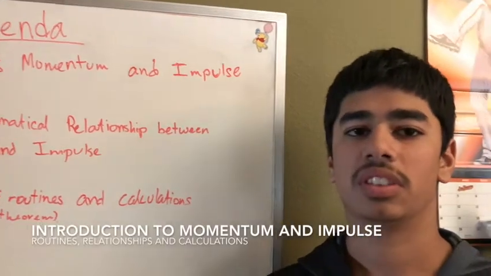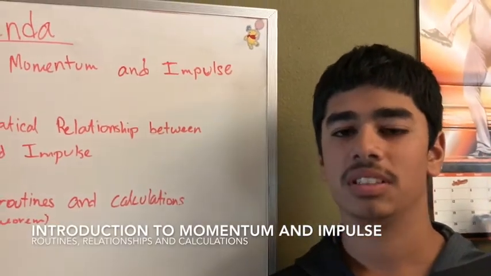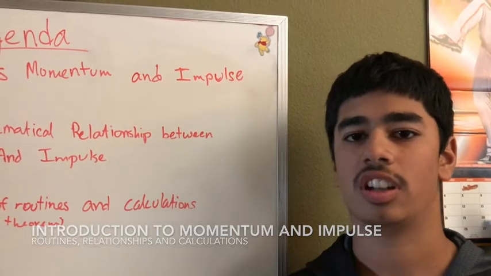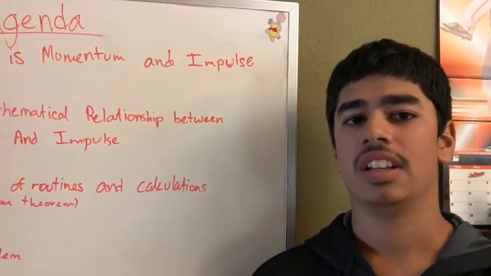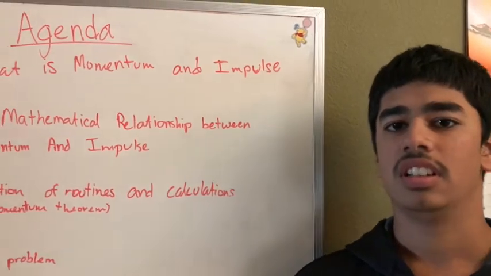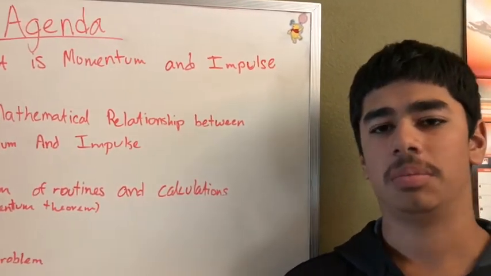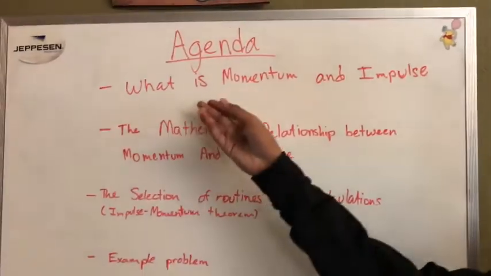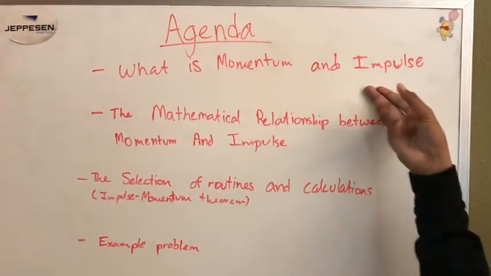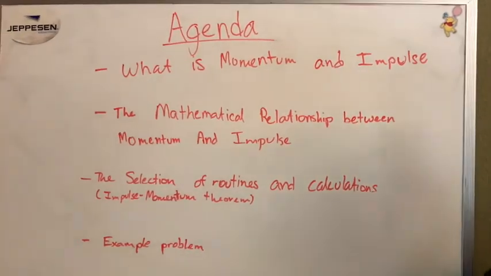Today I'm going to be going over the relationships between momentum, impulse, a force exerted on an object, and the time of interaction. Then we're going to be going over how to use the selection of routines and solve a problem using the impulse-momentum theorem. So the first thing for today's agenda is we're going to talk about what momentum and impulse are.